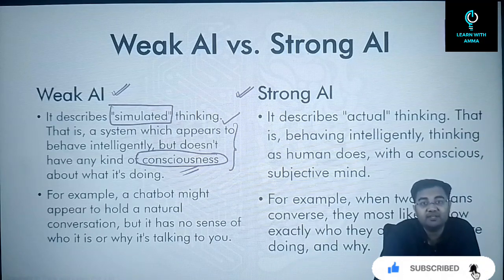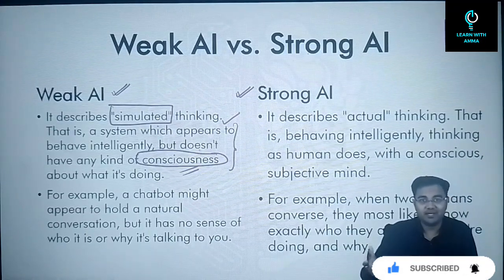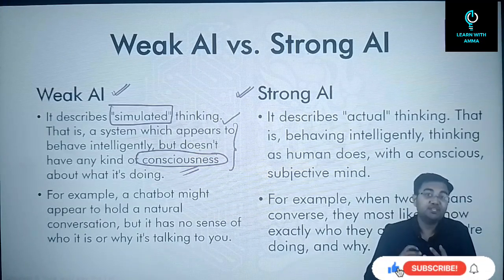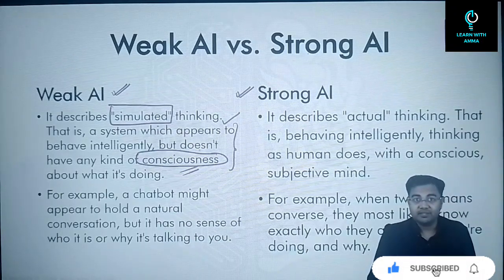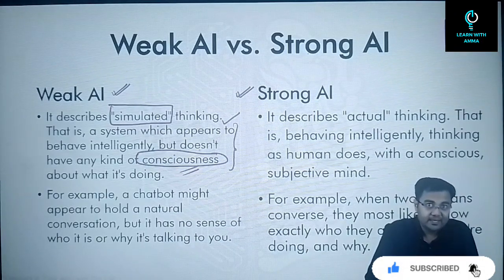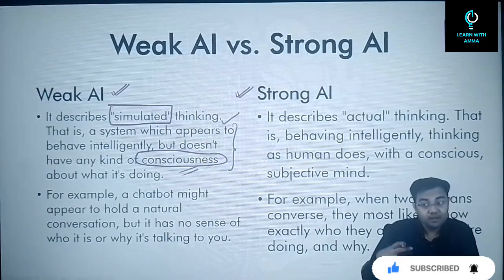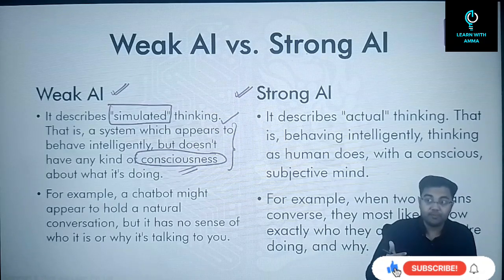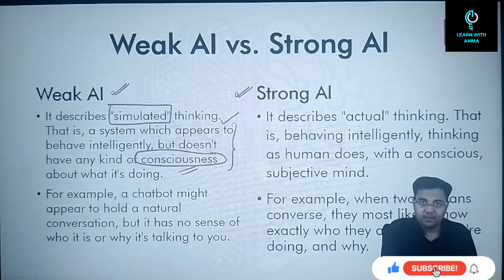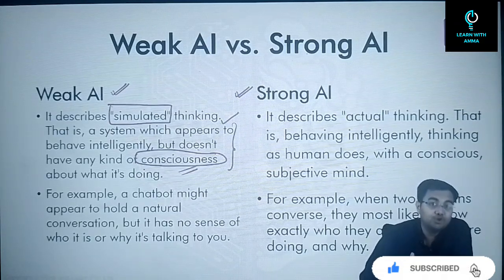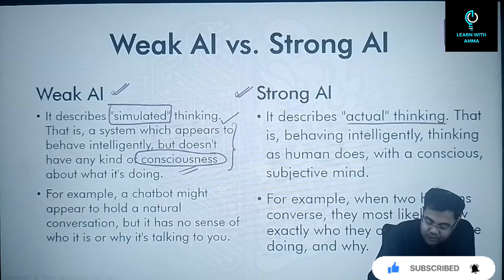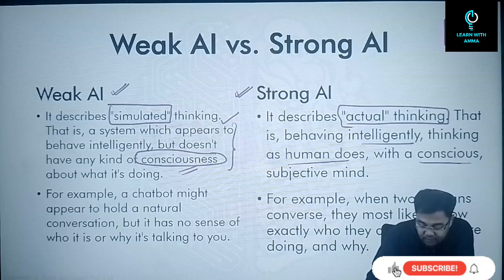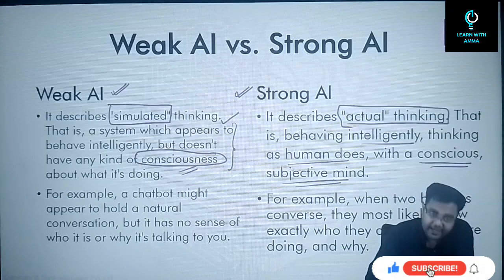What is the meaning of strong artificial intelligence? As you can understand, because we are differentiating, this is where the machines will have a consciousness. Machines would know what is right and what is wrong. They have their own cognitive abilities. They understand how to behave in a certain manner without assistance from humans. So they can work parallel to humans, parallel to how we behave today. This is where we come to strong artificial intelligence. So it describes actual thinking, that is, behaving intelligently, thinking as a human does, with a conscious, subjective mind.